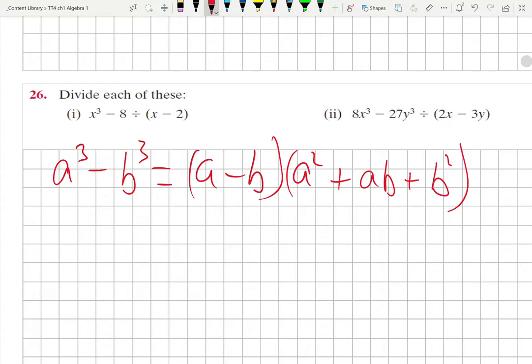So what we have here is the bases are x and 2. So we're squaring the base. We're multiplying the bases. So that's what you're going to get. Now there's lots of ways of doing it.